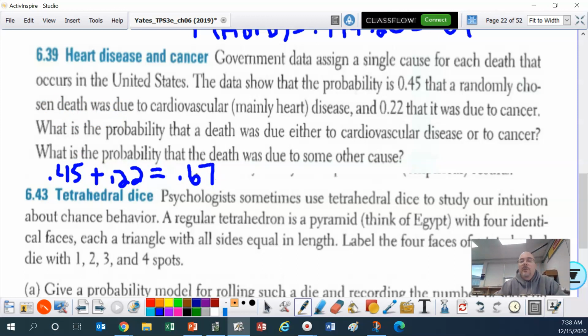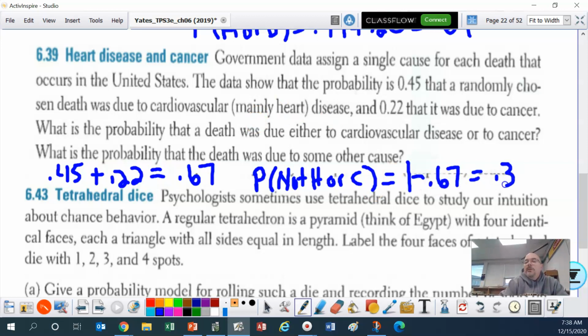Hopefully I did my math in my head correctly. And then what is the probability that the death was due to something else? That would be the complement, right? The probability that it was not heart disease, letting H stand for heart disease, or cancer. Well, that's the complement: 1 minus the 0.67, which would be 0.33. So you need to know how to recognize and use those different rules. We will be expanding on this in the next lesson.